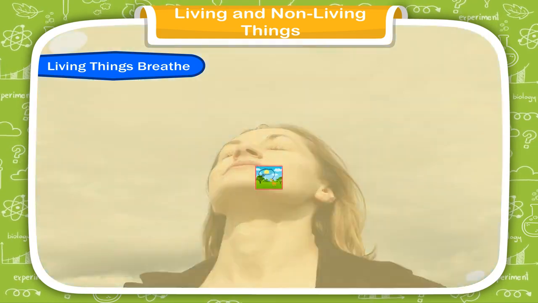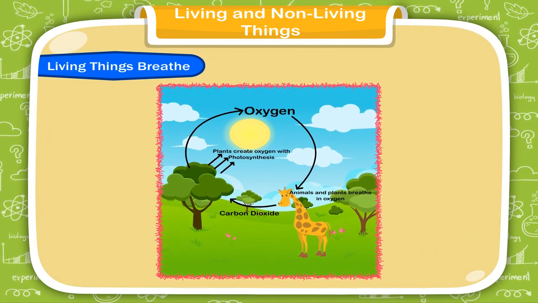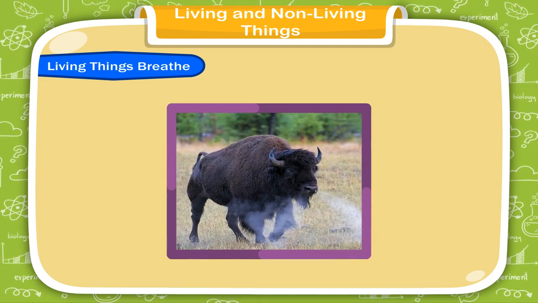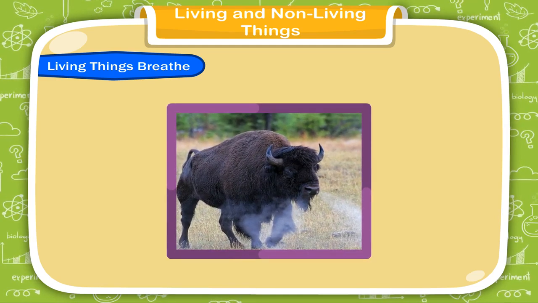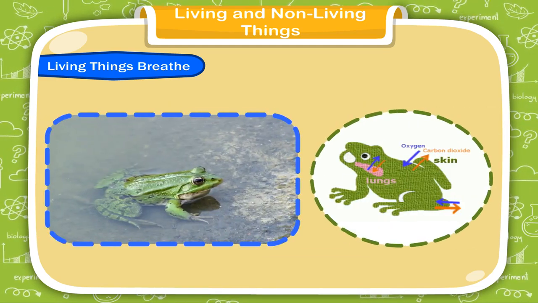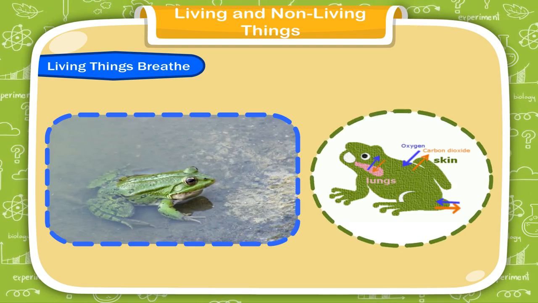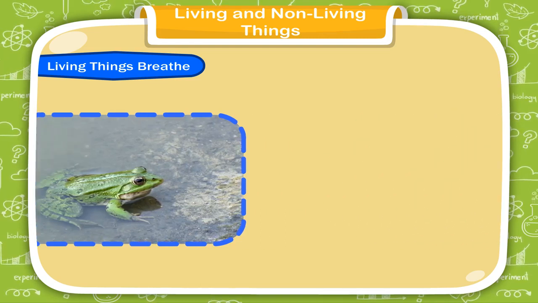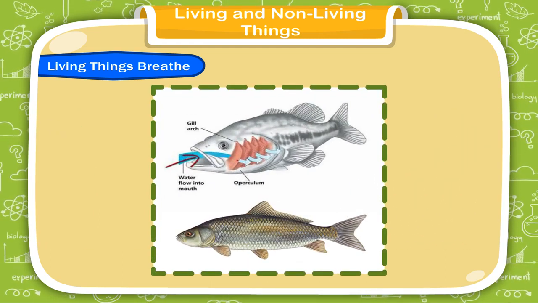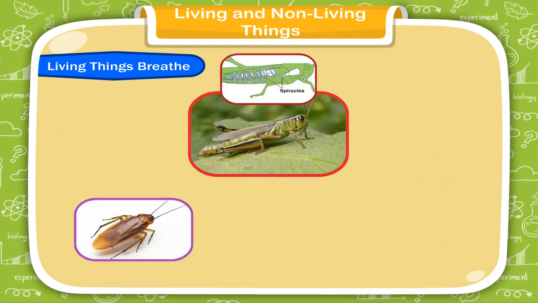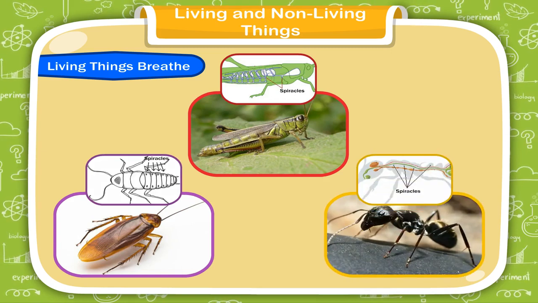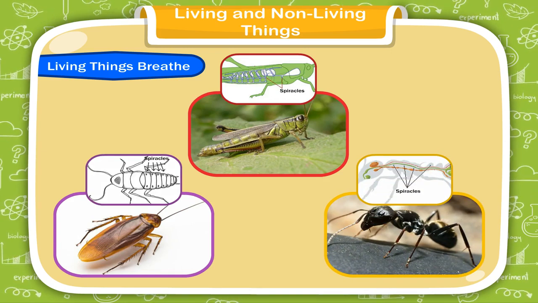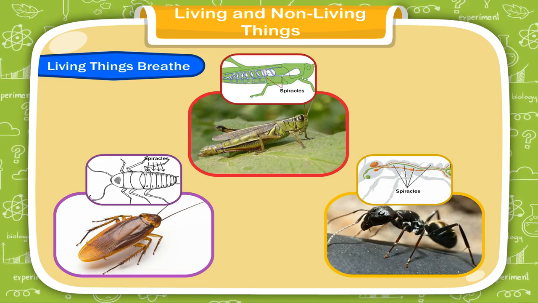Like us, animals and plants also breathe to live. Most animals breathe through their nose. Frog breathes in water through its skin and breathes through its lungs when it is out of water. Fish breathe through their gills. Grasshoppers, cockroaches, ants, etc. breathe through spiracles present in their bodies.